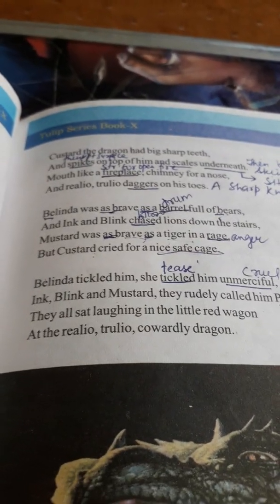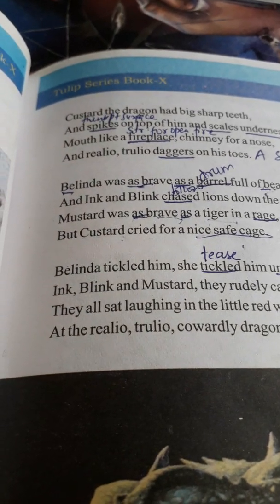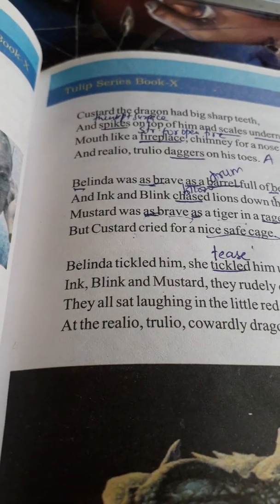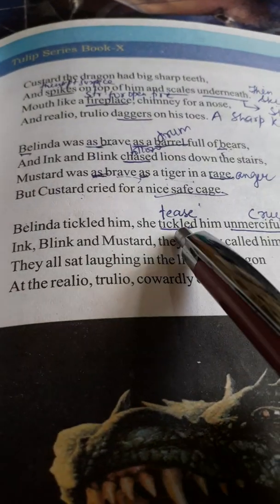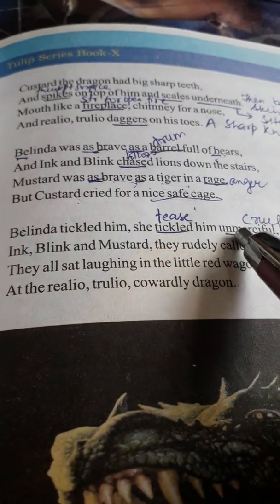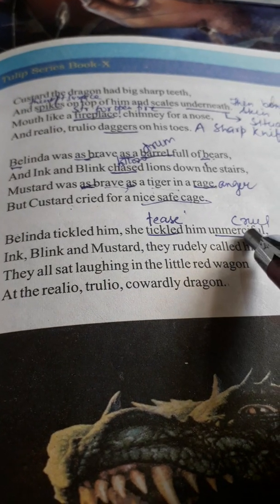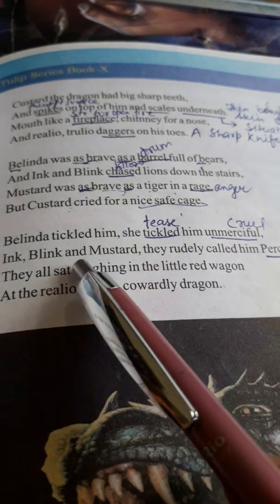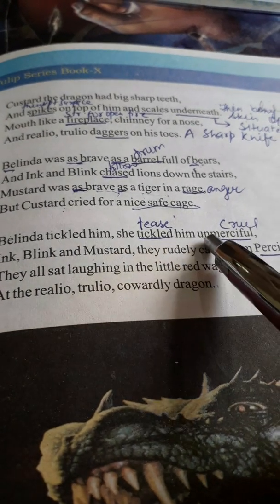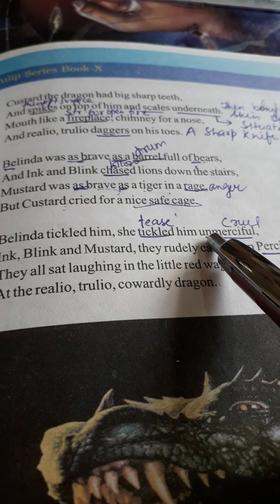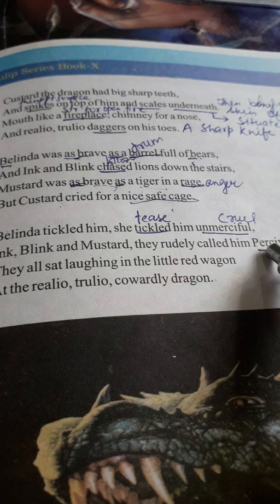So, in this stanza, the poet says that Blinda used to tease a dragon in a very cruel way. She used to tease a dragon in a very unmerciful way, having no mercy. Ink, Blink, and Mustard also made fun of him, and they compare him to a knight named Percival.